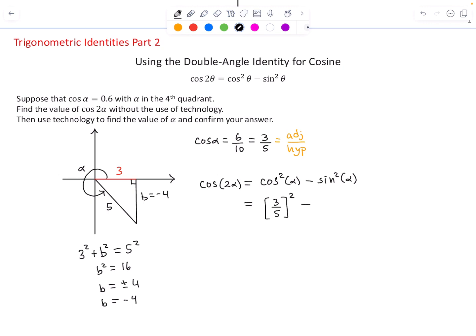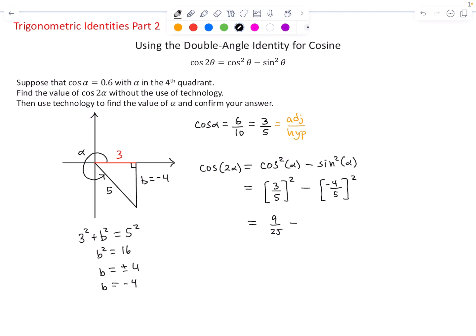So the sine of this angle alpha using this reference triangle is the opposite over the hypotenuse, but then that needs to be squared, which means that I could have mistakenly said that b was positive 4, and in this case it would not have mattered. So we get 9/25 minus 16/25, which gives me a negative answer, negative 7/25, suggesting that if you double the angle alpha, I should wind up either in the second or third quadrant, because that's where cosine is negative.